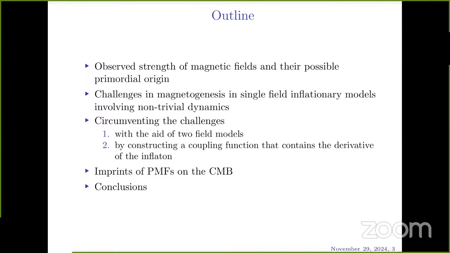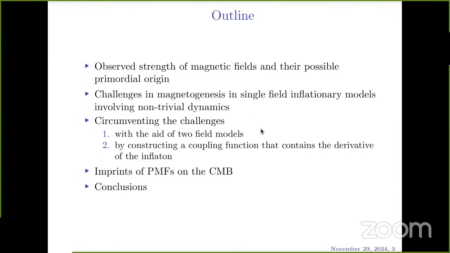I will be discussing some of those models where an epoch of ultra slow roll is allowed, and what happens to the primordial magnetic fields during those epochs, how they behave, and if we try to generate those magnetic fields in those kinds of inflationary models. I'll particularly discuss what the challenges are in generating these primordial magnetic fields in those models.